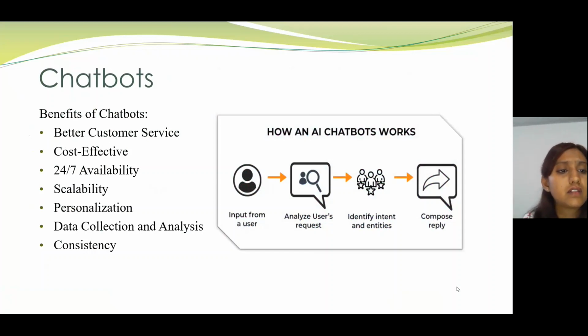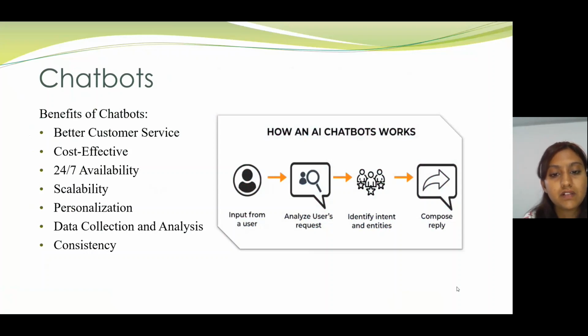And the benefits of chatbots are better customer service, as we have told that it is available 24/7, so it would be available throughout and users don't have to wait for any of the solutions. So it's cost effective as it saves business time and money by completing regular activities and queries, minimizing the need for human participation. And as we told, there is 24/7 availability, and there is scalability.